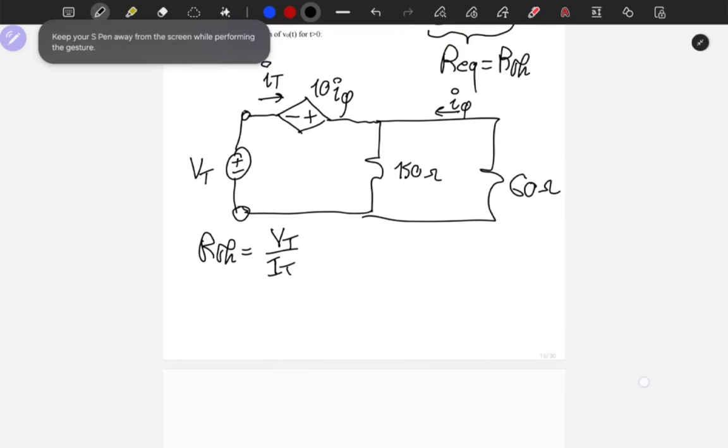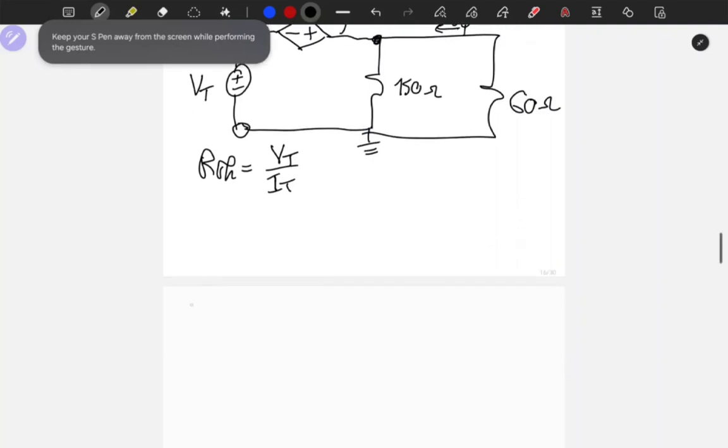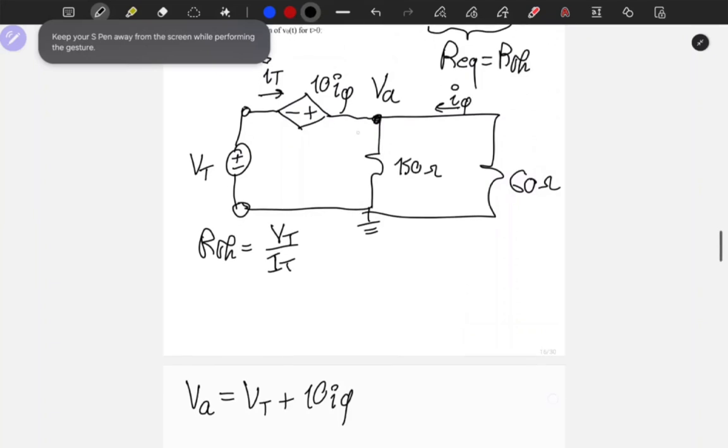Let's do basically a nodal, fine. If we do a nodal in here, let's say this is VA and this is ground. Immediately we can say by inspection that VA is equal to VT plus 10 I phi. Why? Because if we do a KVL, if you consider this plus minus VA, and we do a KVL like this, we get minus VT minus 10 I phi plus VA equal to 0. So rearranging the terms, we get VA equal VT plus 10 I phi. So basically the only things connecting the ground to VA are some sources, which are VT and 10 I phi.